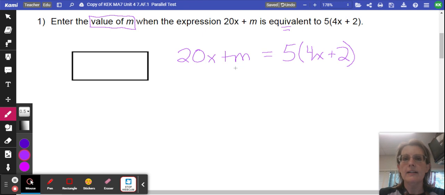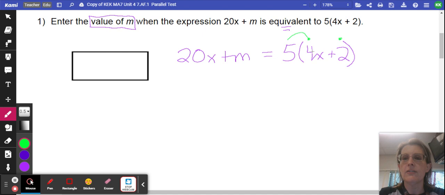And if I look at this side, I'm checking to see if there's any distributive property. There's no parentheses, so it's not distributive. And now I check like terms. I know this is an x and this is an m, so these are not like terms, so I cannot combine them. So I look at the other side and I see 5 parentheses 4x plus 2 parentheses. This tells me that it is distributive property because there's a variable in the parentheses and there's a number right beside the parentheses. So I will distribute, I'll cherry bomb.